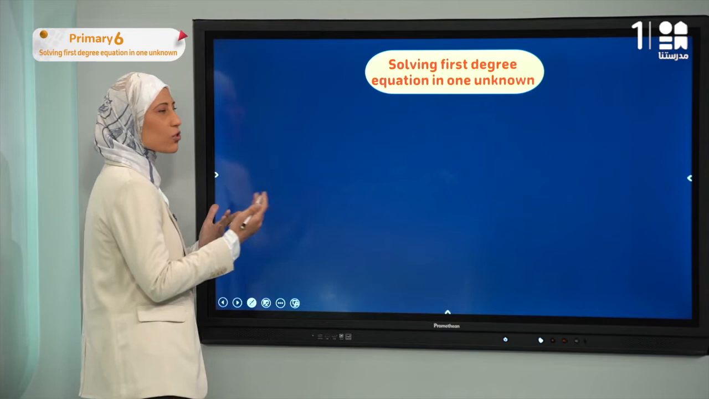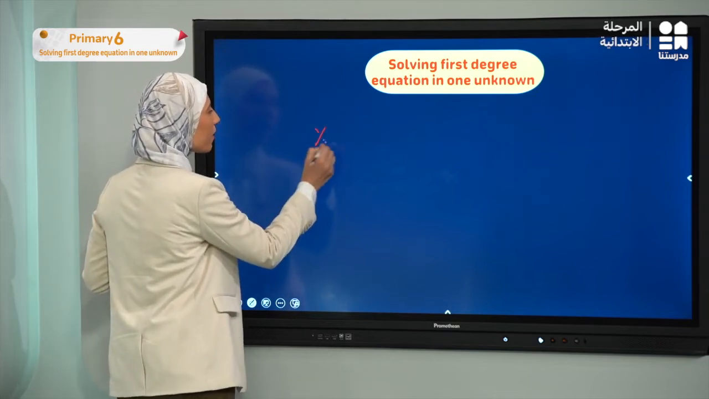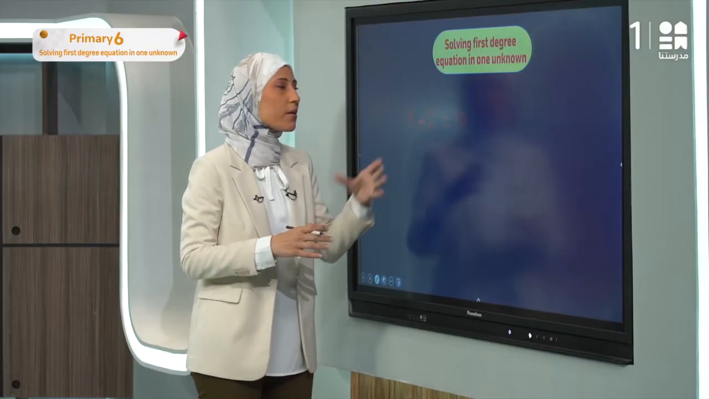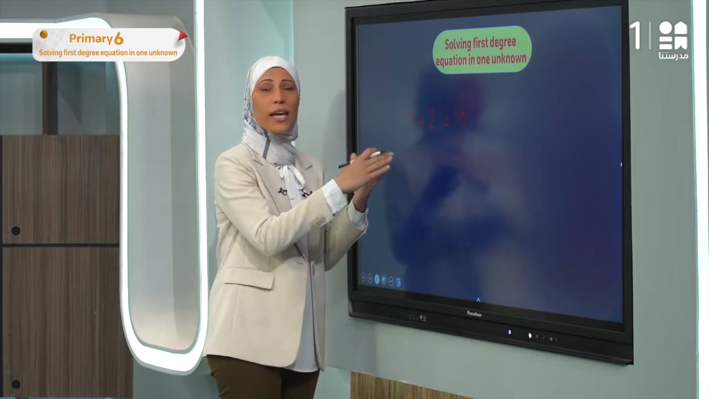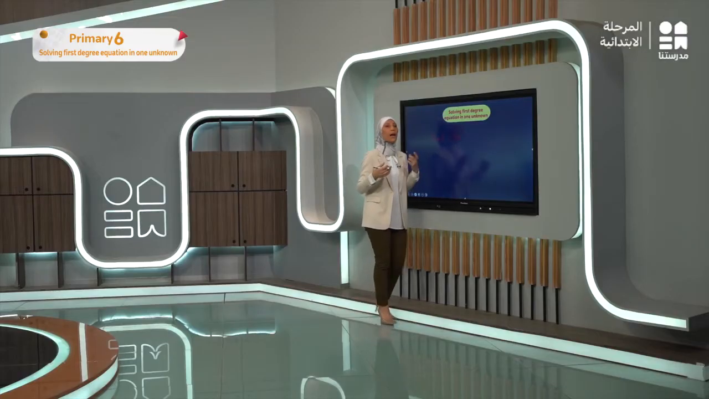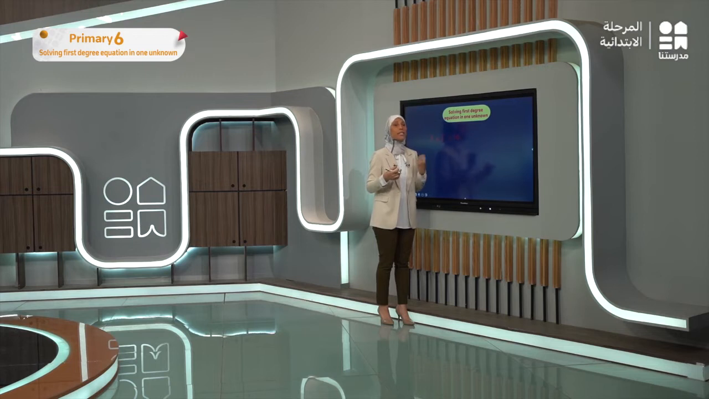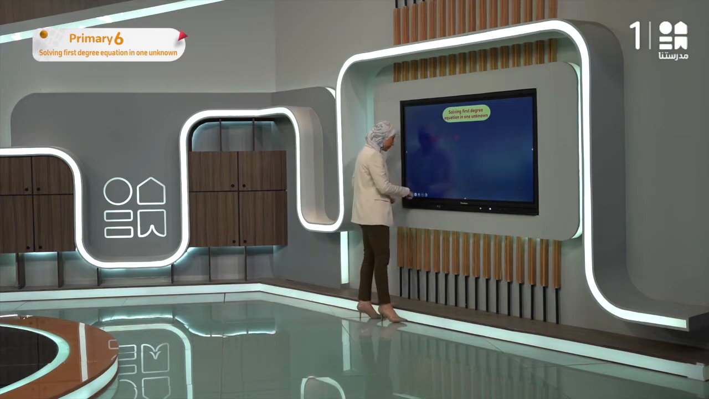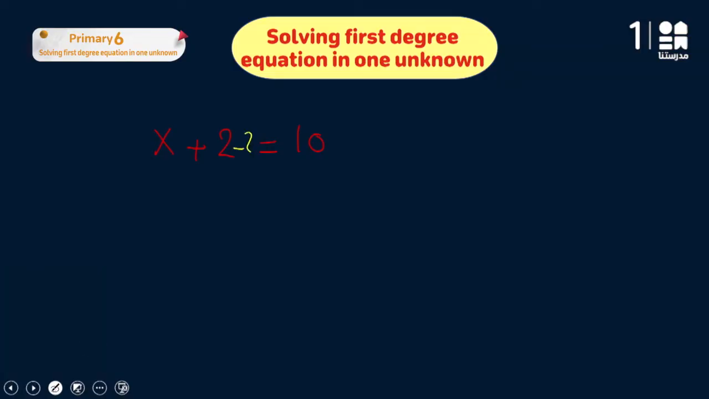Let's take an exercise. For example, I have x plus 2 equals 10, and I want to find the value of x. First of all, I must make any number beside the x disappear. How will I make the plus 2 disappear? We already learned that when I add a number to its inverse, it gives me 0. So if I make minus 2, I will make the 2 disappear. It will be 0. x plus 0 equals x.